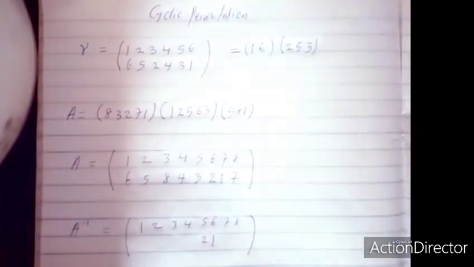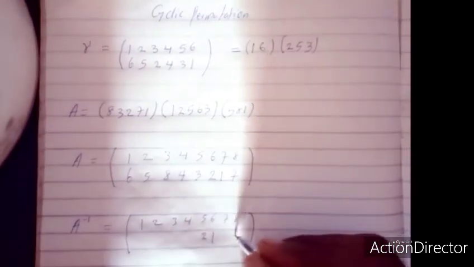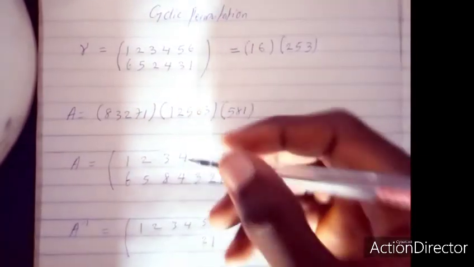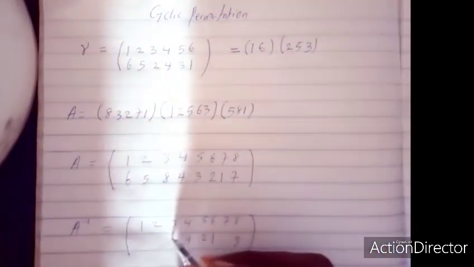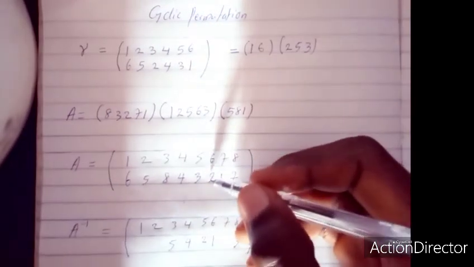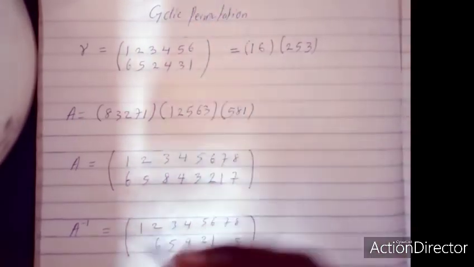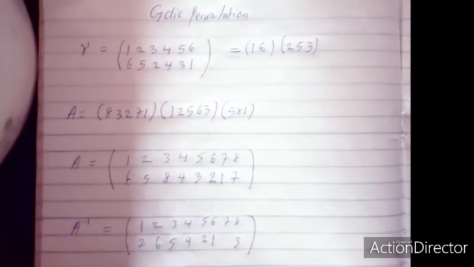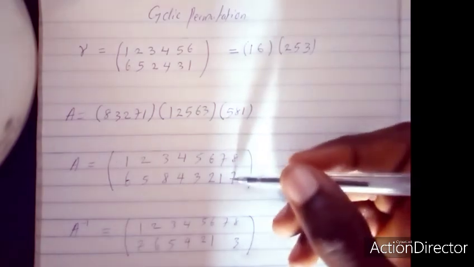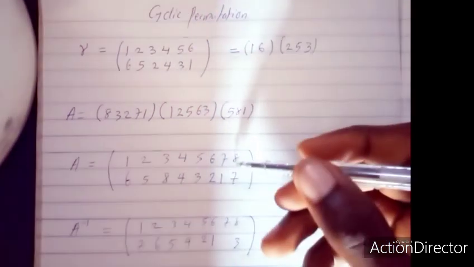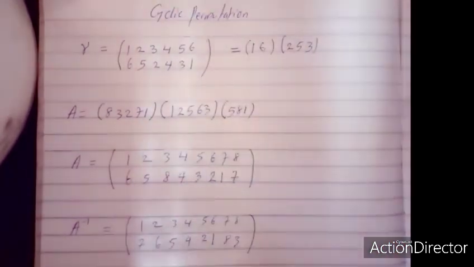The inverse will be what? 8 maps to 3. 4 maps to 4 is still 4 maps to 4. 5 maps to 3 will be 3 maps to what? 5. 6 maps to 2 will be 2 maps to 6. 7 maps to 1 will be what? 1 maps to 7. And 7 maps to 8. Sorry, 8 maps to 7 will be what? 7 maps to 8. And that is how to find the inverse.